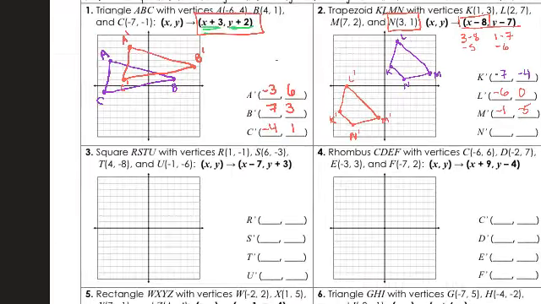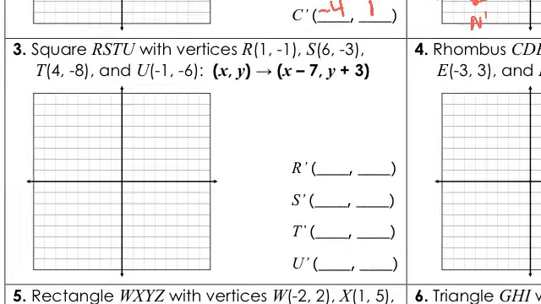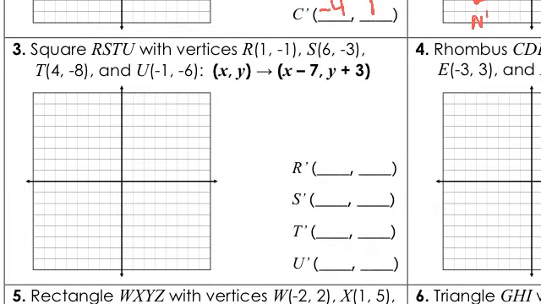Let's take a look at number 3. What can we expect to happen in this before we ever start to graph anything? We know that we're going to shift to the left because it's asking us to move our X values all negative 7. We also know it's going to go up this time because it's asking us to take all our Y values up 3.